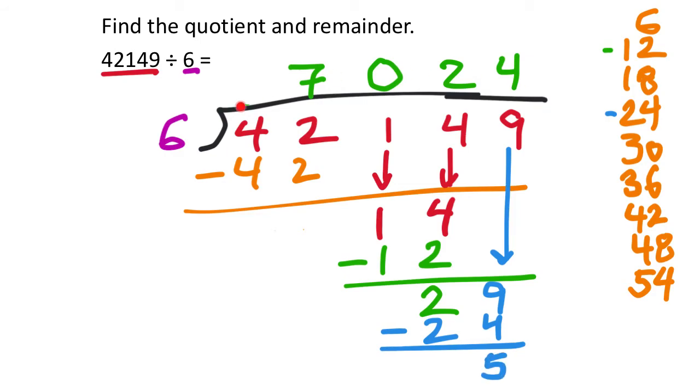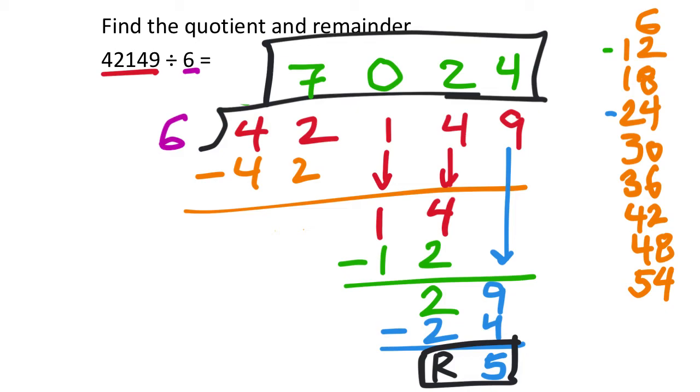So there's no other place values to drop to make this 5 bigger, right? The 5 is too small for the 6 to go into. So we've already found the answer. We just need to identify it, right? So I'd say, all right, I got my quotient of 7,024. And then down here, that 5 that was left over, that's our remainder. So the final quotient here between 42,149 and 6 is 7,024 with a remainder of 5.